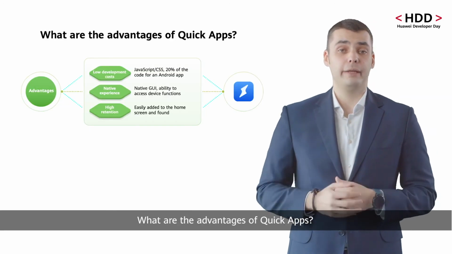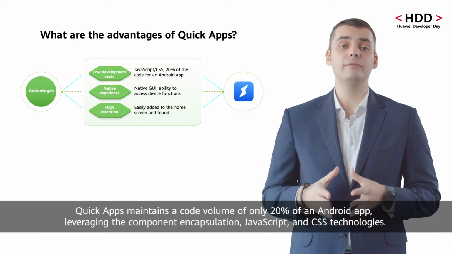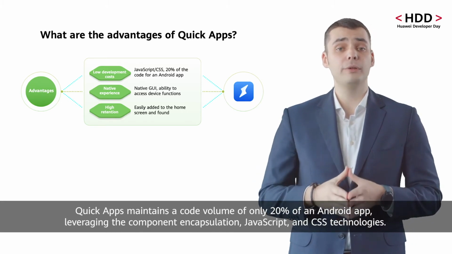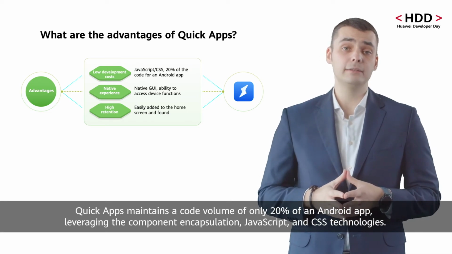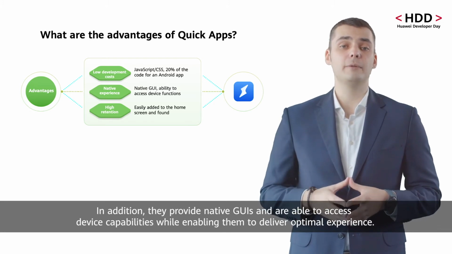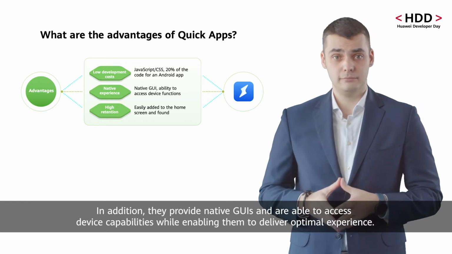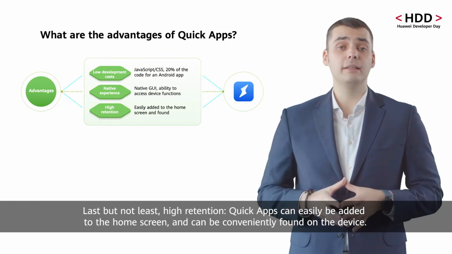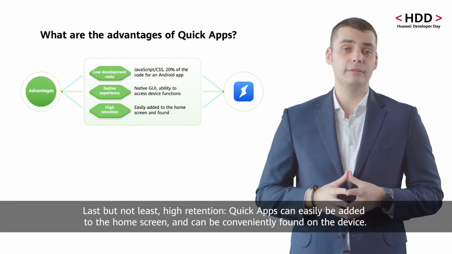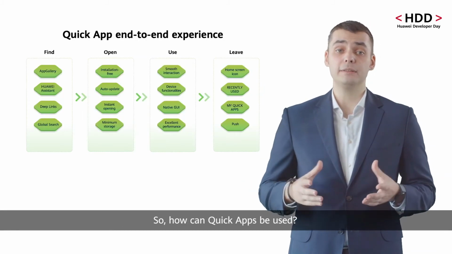What are the advantages of quick apps? Well, first of all, it's low development cost. Quick apps maintain roughly a code volume of only 20% of an Android app, leveraging the component encapsulation, JavaScript, and CSS technologies. In addition, they provide native GUIs and are able to access device capabilities while enabling them to deliver optimal experience. And last but not least, high retention. Quick apps can be easily added to the home screen and can be found on the device, which is very convenient.